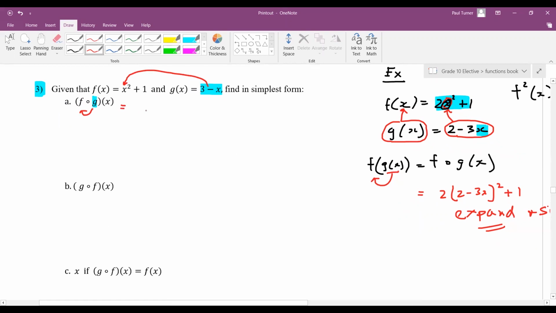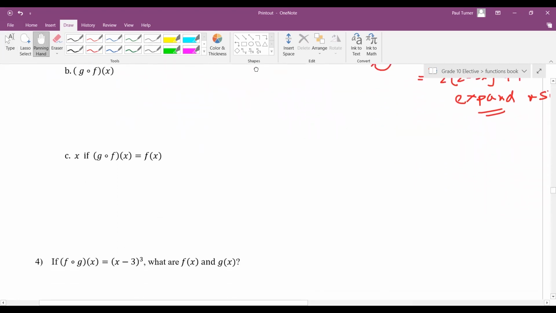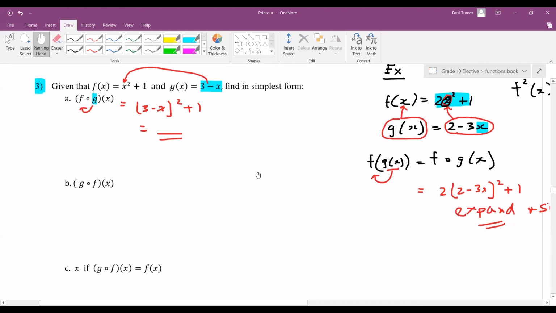So you would have this in here. So that would be (3 − x)² + 1. And then you simplify that, okay? So can you do question 3? Just do question 3. I'll give you a couple of minutes and I'll be quiet. And then in a couple of minutes, we'll go through the answer.